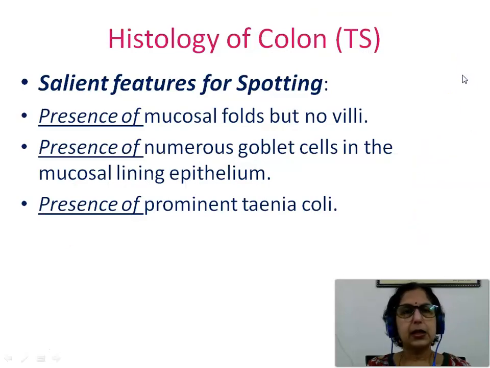The salient features for spotting in a slide of histology of colon transverse section would be presence of mucosal folds but no villi, presence of numerous goblet cells in the mucosal lining epithelium, and presence of prominent taenia coli.